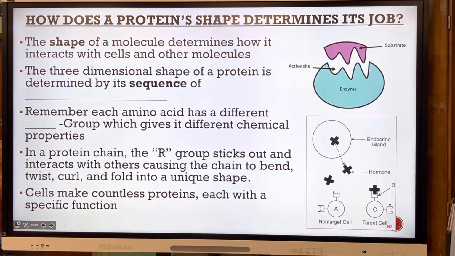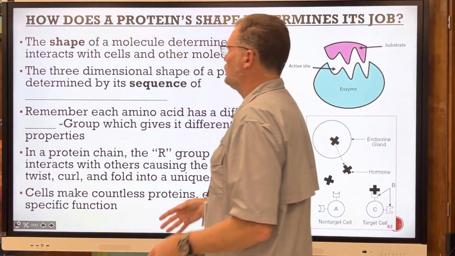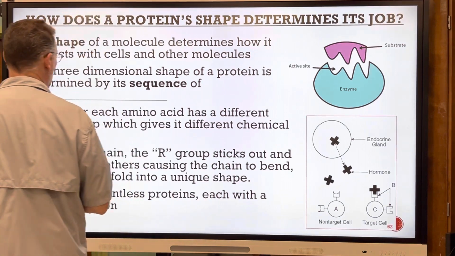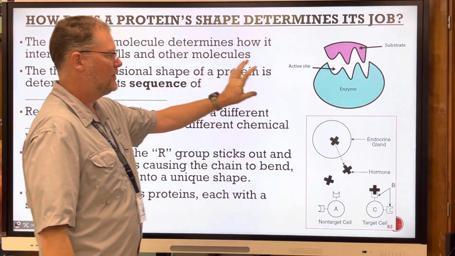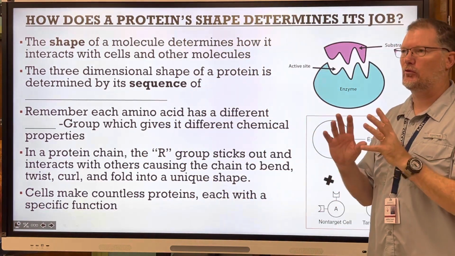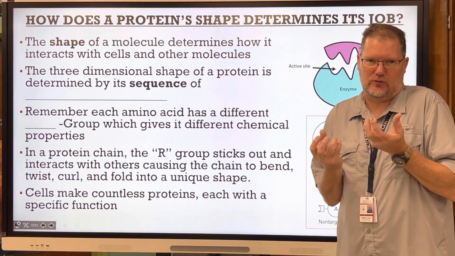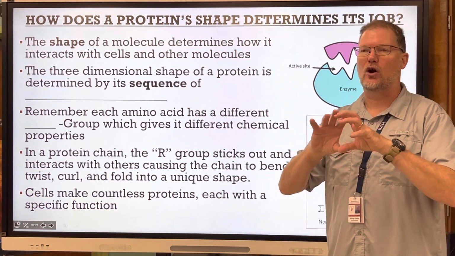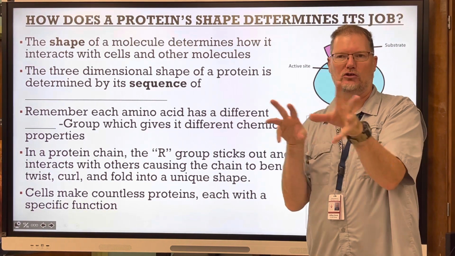All right, so how does a protein's shape determine its job? The shape of a molecule determines how it interacts with cells and other molecules. And now we're going to start talking a little bit about enzymes. So the three-dimensional shape, remember, all the stuff we see on the screen is two-dimensional, flat. But you have to realize we live in a three-dimensional world, and all of these things are generally sticking out in all directions, okay?